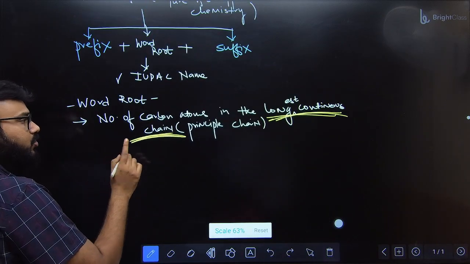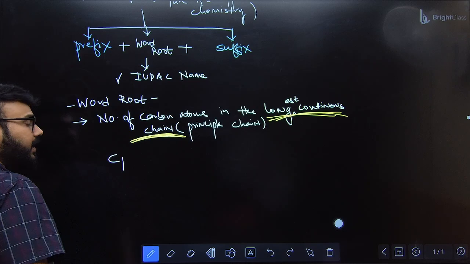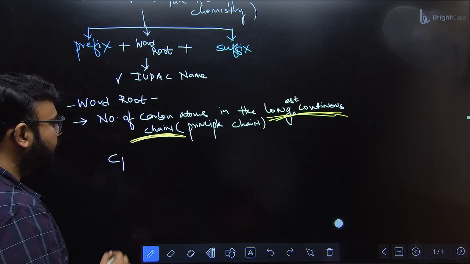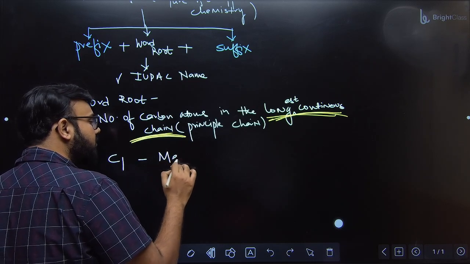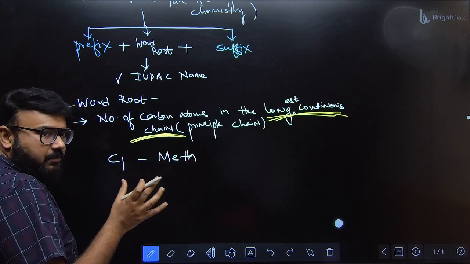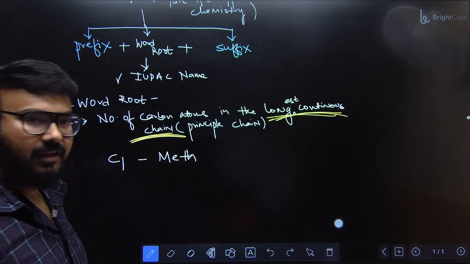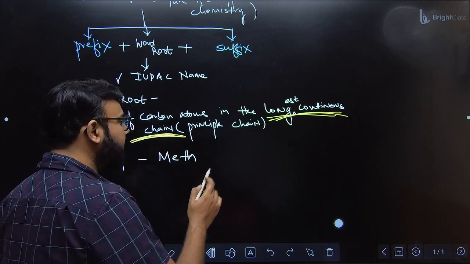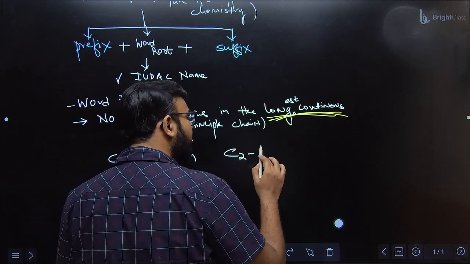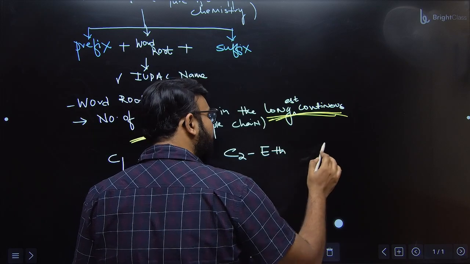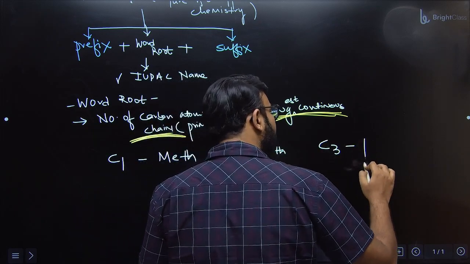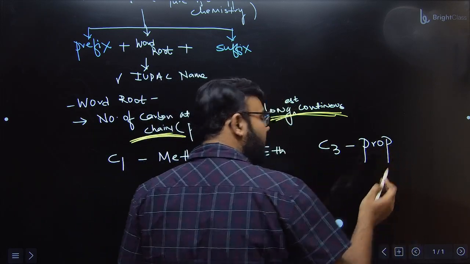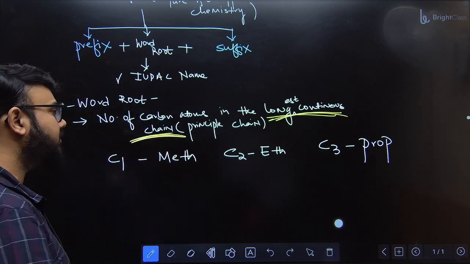Now, remember, if the longest continuous chain is 1, we use the name meth. If there is only one carbon in the chain, it's called meth. Don't say methane, just meth. And if there are 2 carbons, what do we call it? Eth. And if there are 3 carbons, what do we call it? Prop. Remember meth, eth, prop.